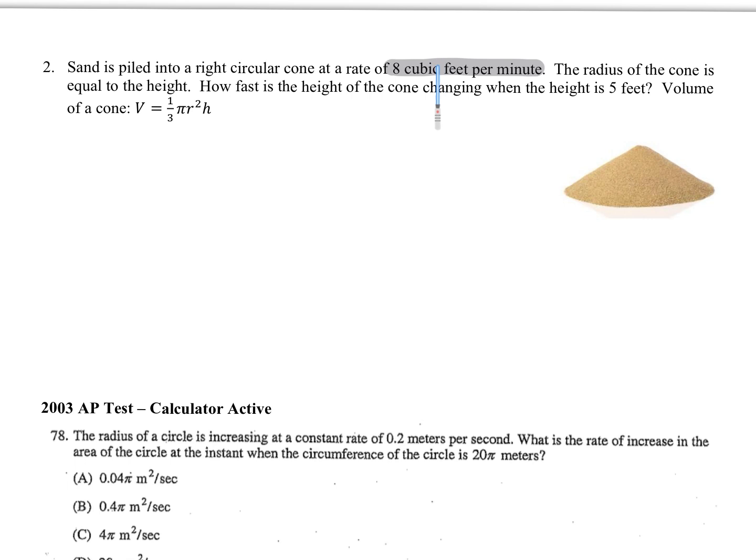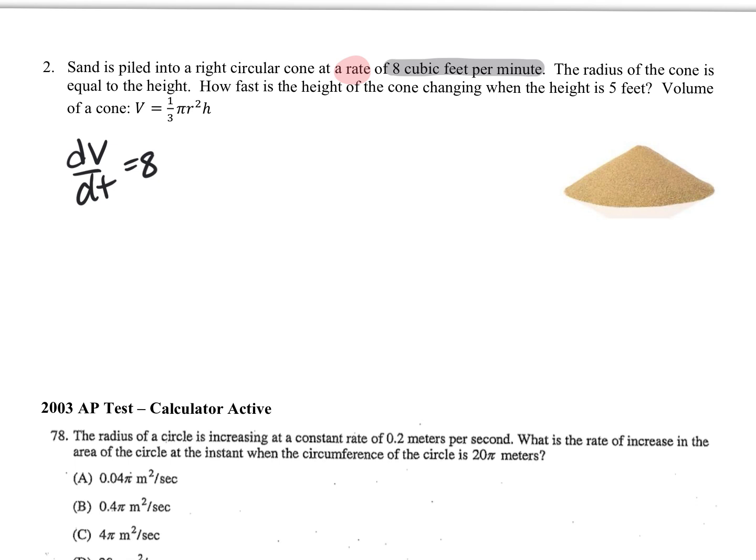if we're talking cubic, then we're talking not length, not area, but we're talking volume. And it says it's piled into this right circular cone at a rate of 8 cubic feet per minute. So do you think V equals 8 or dV/dt is 8? dV/dt, because it's a rate. Very good, my friends. We got dV/dt is 8.